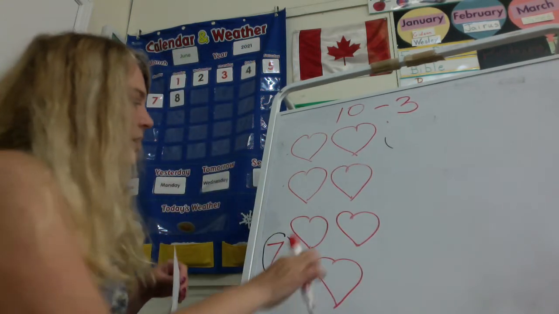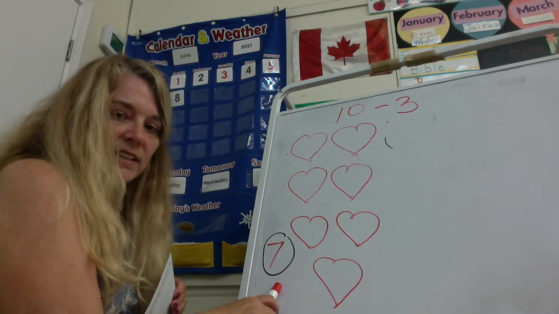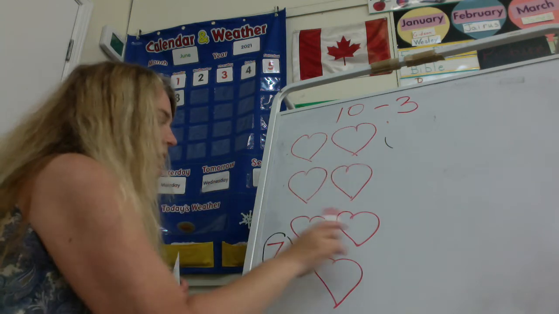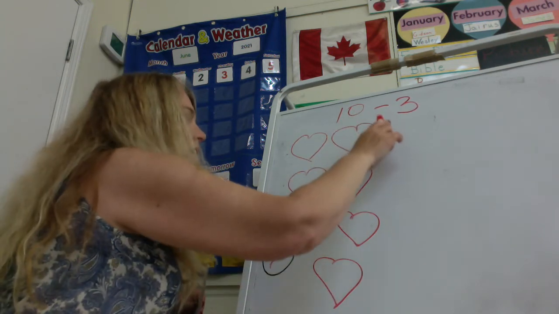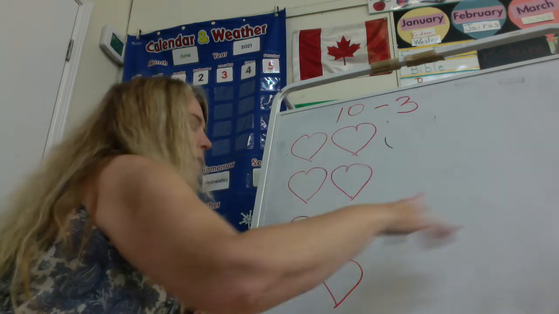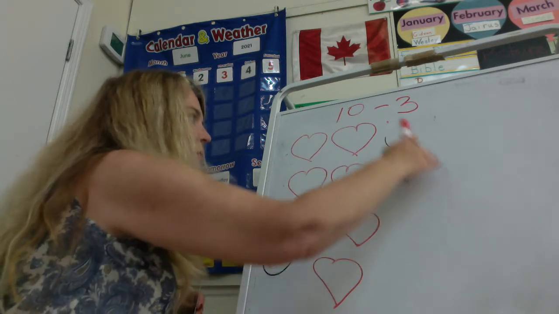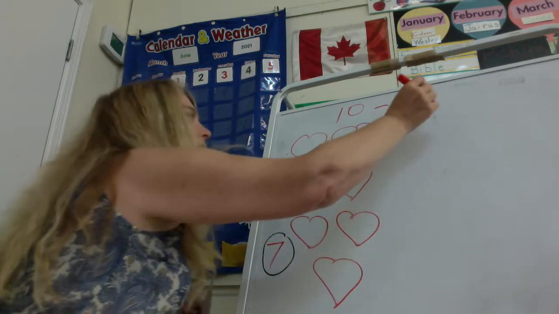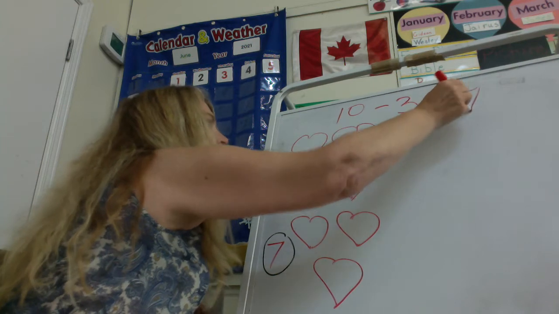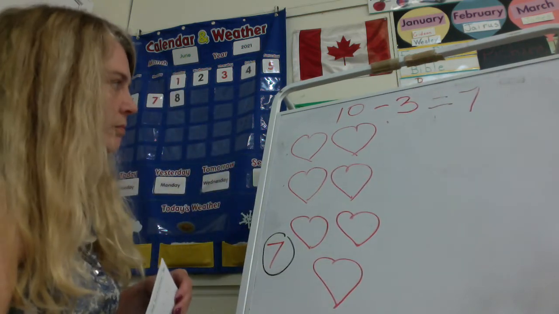How many pictures do we have left? We said we had 7 hearts. 1, 2, 3, 4, 5, 6, 7. So 10. We had 10 pictures with the smiley faces and hearts. We took away the 3 smiley faces, and we have 7 hearts left.